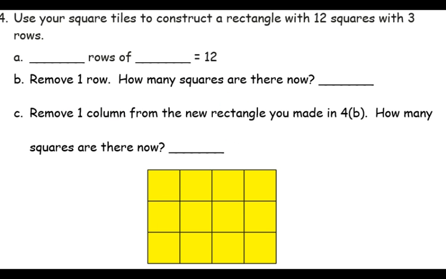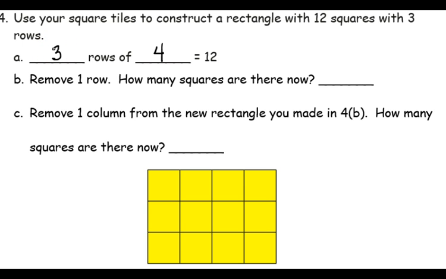The last section tells me to use the square tiles to construct a rectangle with 12 squares with 3 rows. And I've done that below. I have 12 squares in all, and there are 3 rows of 4 that make up the array. I have 3 rows of 4, and that equals 12.